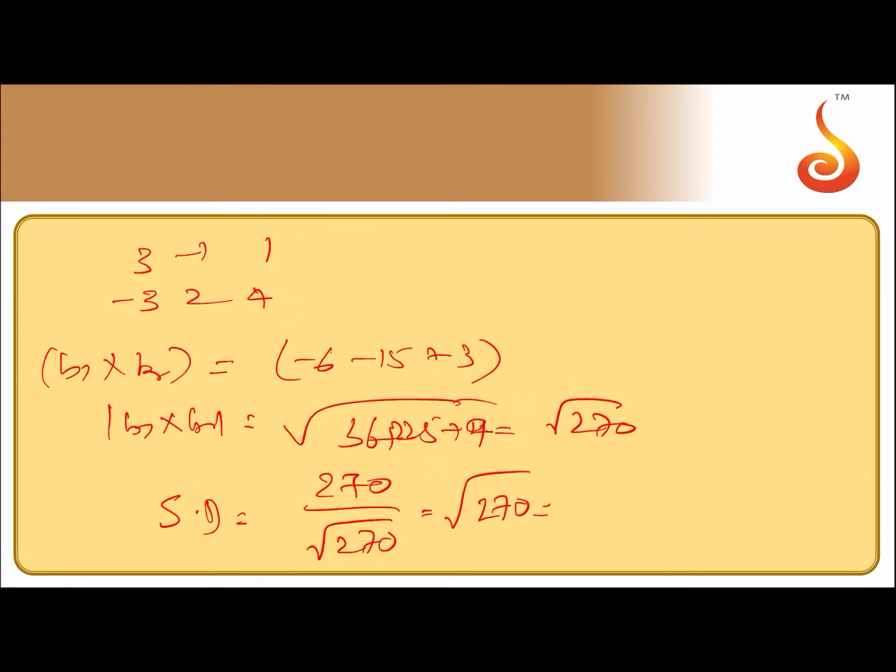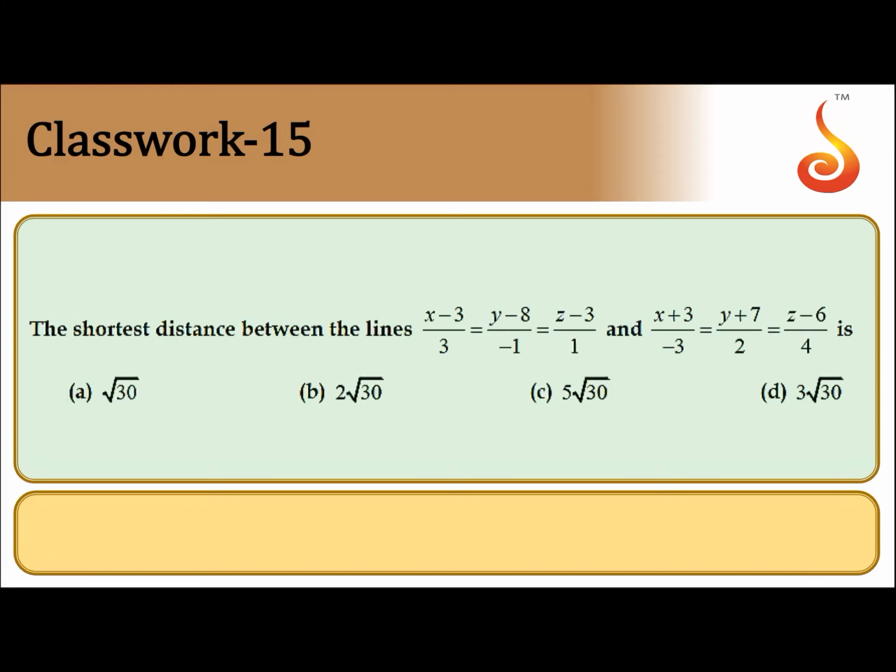That is equals to under root 270. 9 taken common, so 30, 9. Yes, of course, 90 when you take out common. So 9 means 3 root 30. Yes, so the answer is equals to 3 root 30. Yes, of course, the option answer.